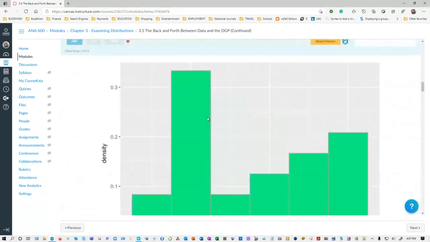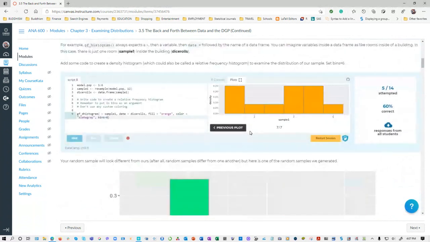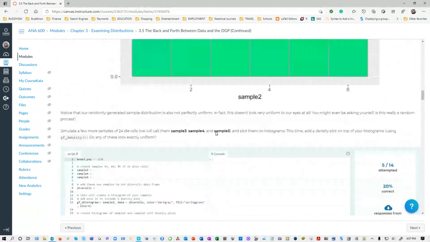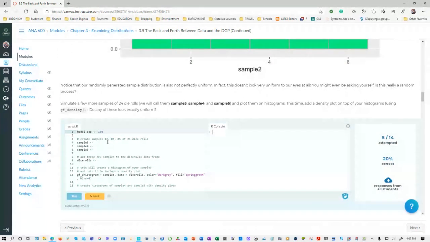You see, we created three samples. For the three samples, we drew three samples of size 12 and made the histograms. They don't look the same. Now what are you going to do? We increase the sample size.